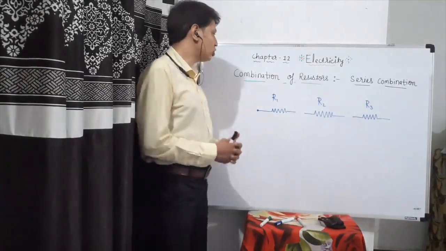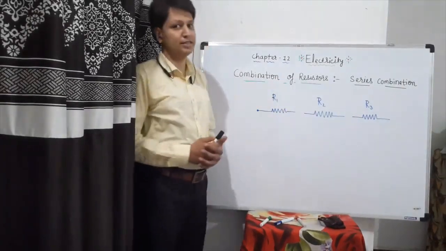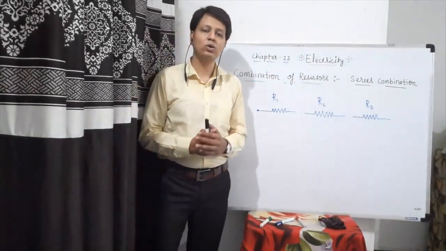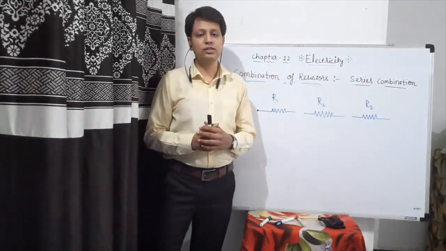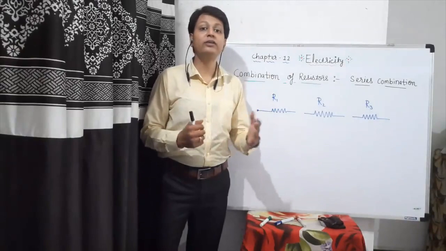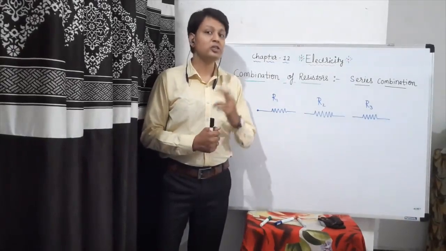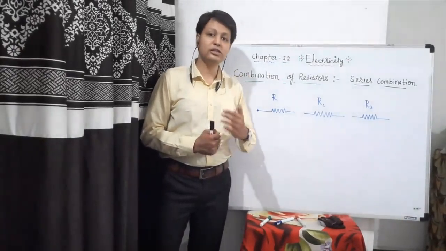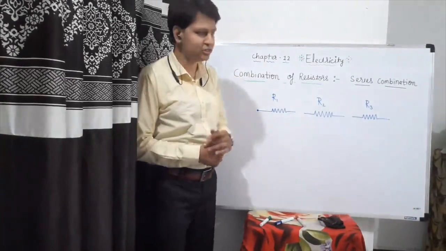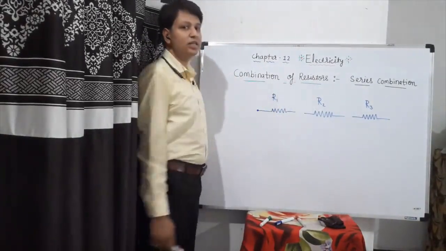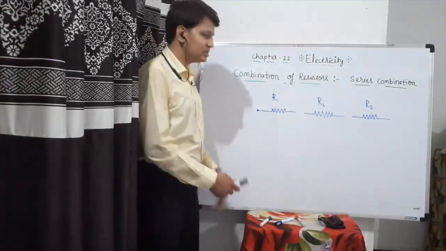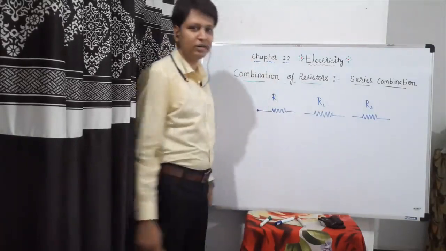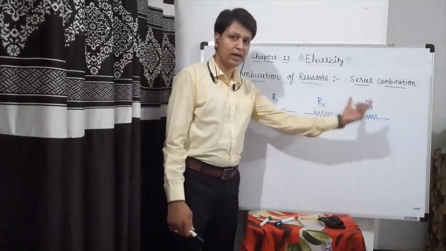Students, let us know about combinations of resistors. That means how as many resistors you can connect in different types of connections. Especially there are two types of connections, series and parallel connections. Let us start with series connections. We have considered three resistors here, R1, R2 and R3.